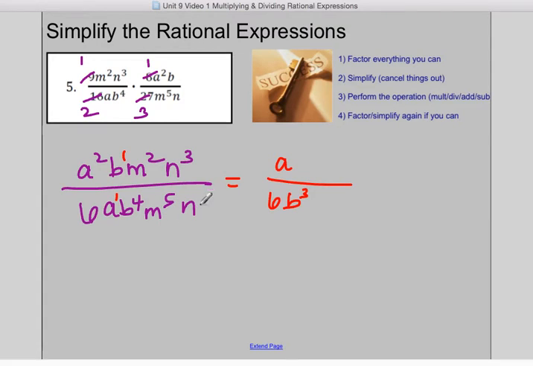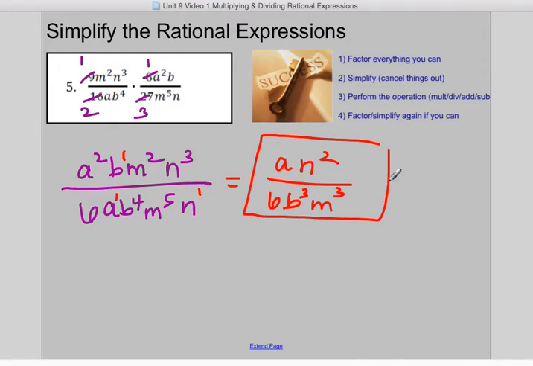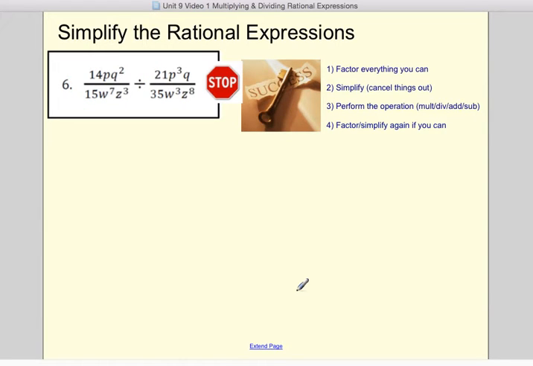The m, bigger m's in the denominator. 5 minus 2 is 3. Bigger n is in the numerator. 3 minus 1 is 2, so n squared. So a n squared divided by 6, b to the third, m to the third is my final answer for 5. Number 6, division. So I'm going to rewrite it with the flip.